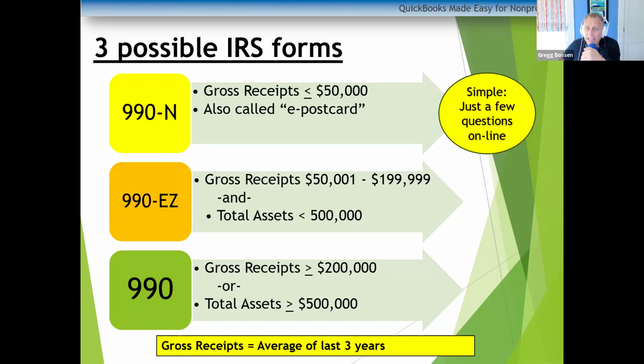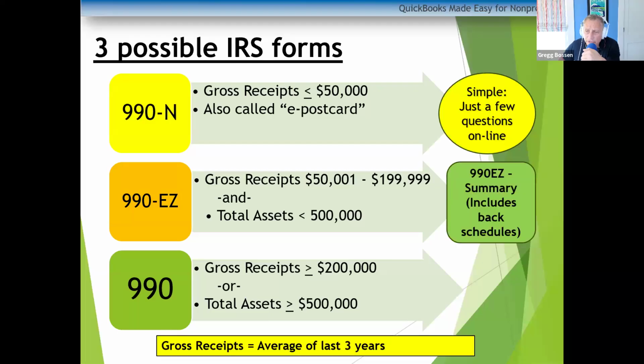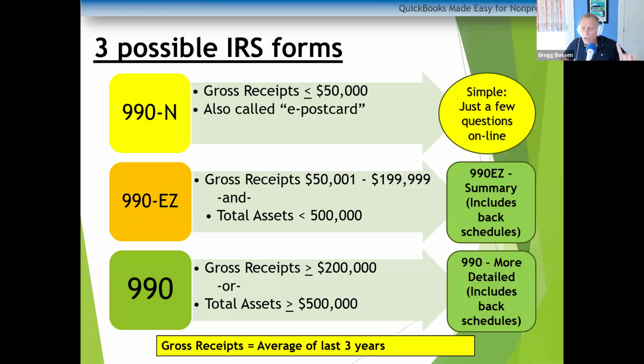Now, if you are under 50, you can get away with the 990N. Once you're over 50 or your total assets are over 5, then you have to file either the 990 EZ or the 990. Okay. So I want you guys, don't ask questions for a second. I want you to stop and look at me, because this is really important.